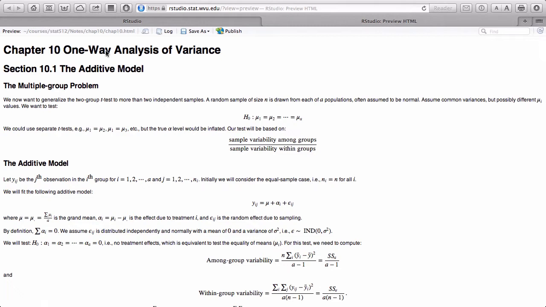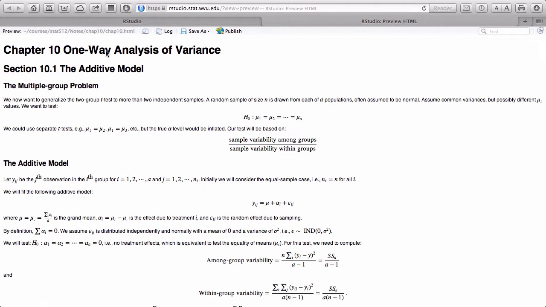So we'll let Y sub I J be the jth observation in the ith group. And as I said, we're going to assume there are A groups, I equals 1 to A, and J, that's actually a slight change from last time, goes from 1 up to N sub I. In other words, we don't have to assume that the number of observations in each group is the same. So N sub I says that group 1 would have N1, group 2 would have N2, and so forth. They don't necessarily have to be the same, but initially we're going to assume that N sub I equals N for all I. That's what's called the equal sample case.